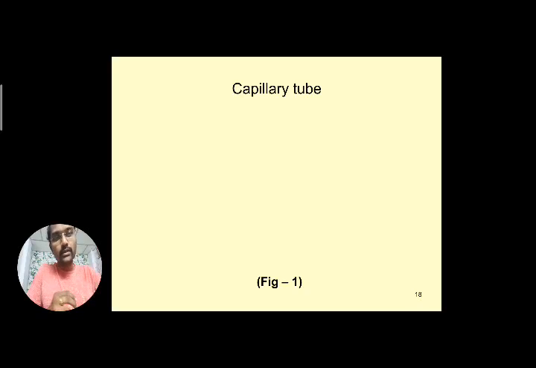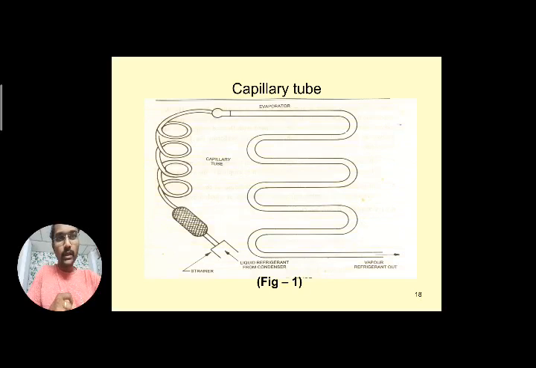So let's look at the line diagram of the capillary tube. As I have told, you can see a small diameter and larger length, a coiled tube, here at the left hand side. That is the capillary tube, and it is connected to the evaporator. Here at the right hand side you can see the evaporator, where the evaporation is taking place. The liquid refrigerant coming from the condenser enters into the capillary tube. Before the capillary tube, a strainer or dryer is placed.